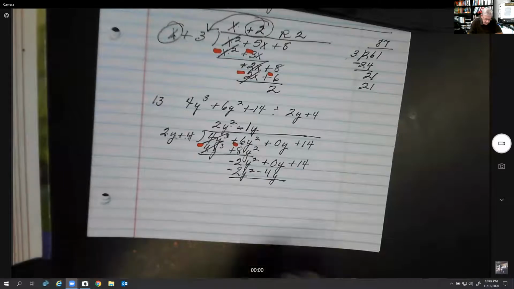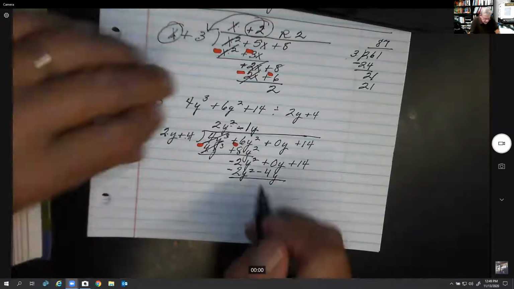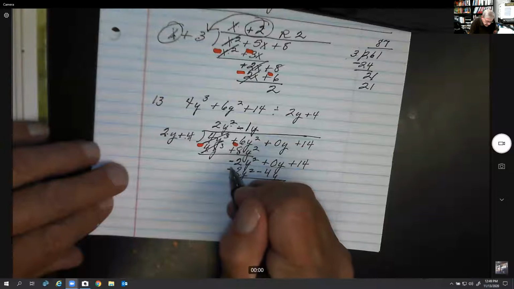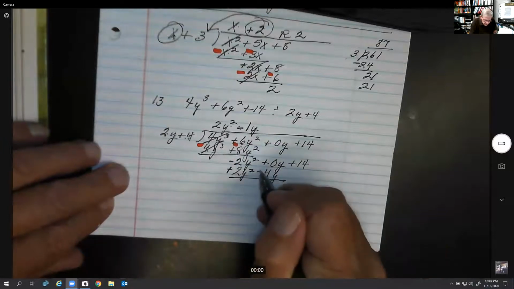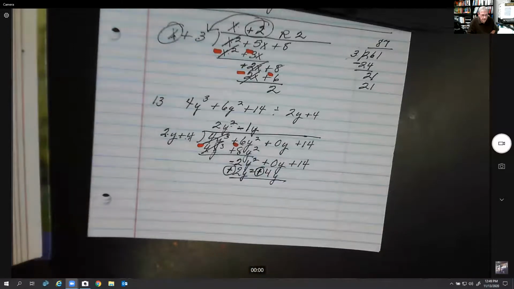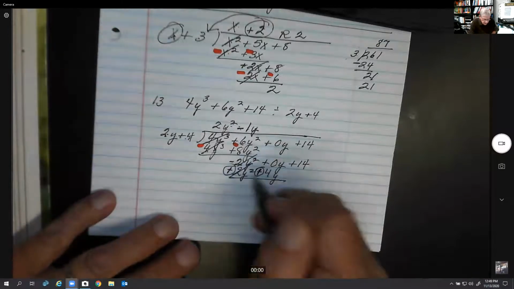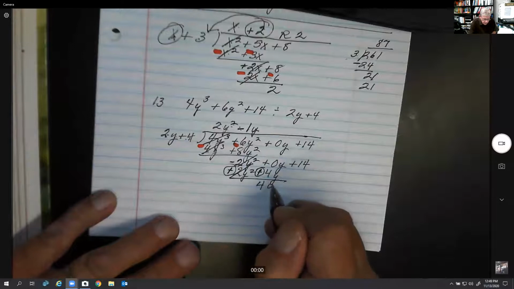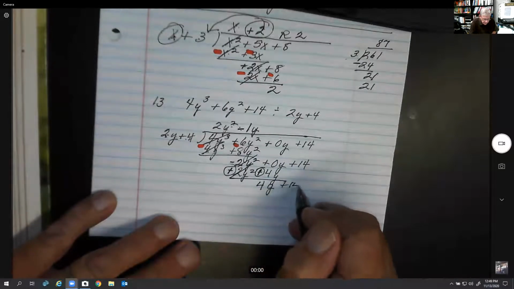Change, change. So we're going to change this. I'm going to just do it right here with this pen. Change becomes plus, change becomes plus. So I change those signs. Very important. Cancels. 4y squared, 4y plus 15.